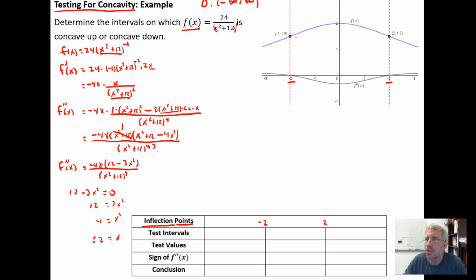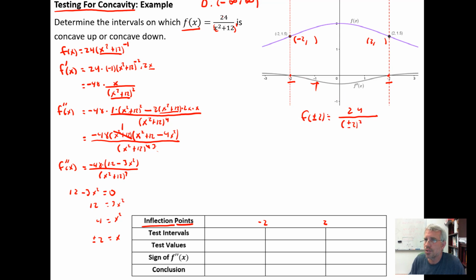If the problem is asking you for the location of the inflection points, so once we find where the second derivative is equal to 0 and we get those x values, if we're being asked for the location of the inflection points, then we would plug negative 2 and 2 into the original function f of x. So we would take and say, what is f of plus or minus 2? Which would equal 24 over plus or minus 2 squared.